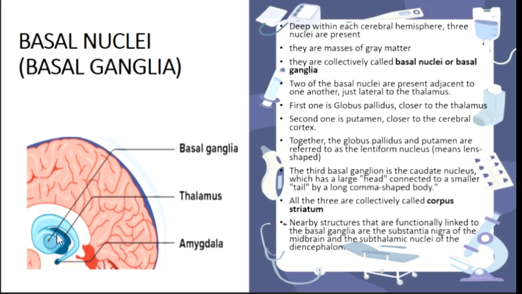And then next, the second one is the putamen, which is close to the cerebral cortex. So you can see that the back of this is the cerebral cortex, right? So this is close to the cerebral cortex, that is the putamen.